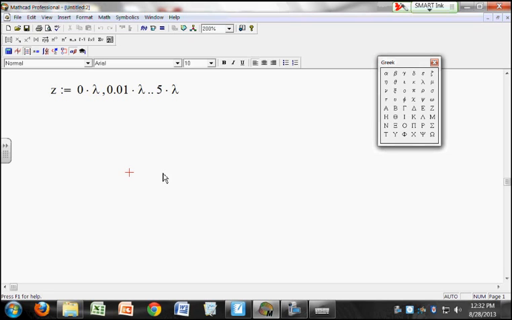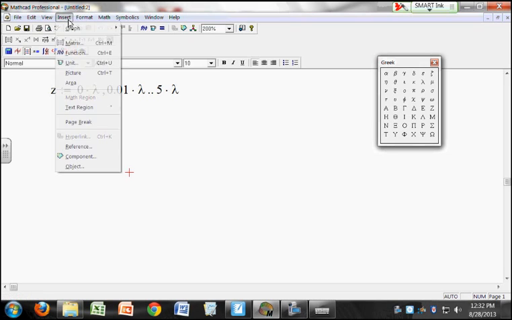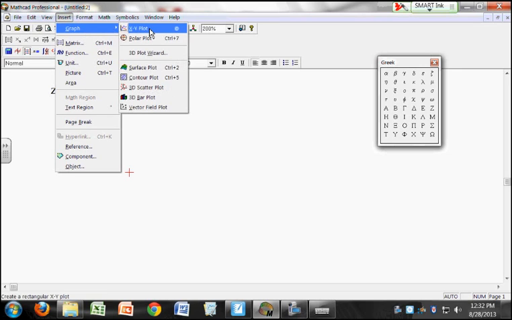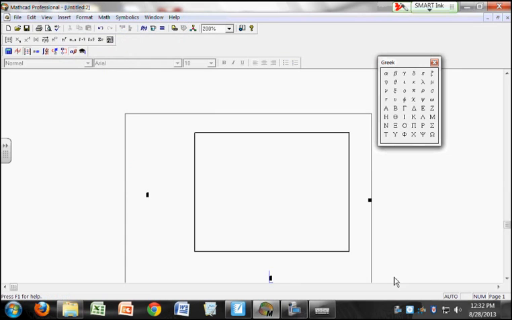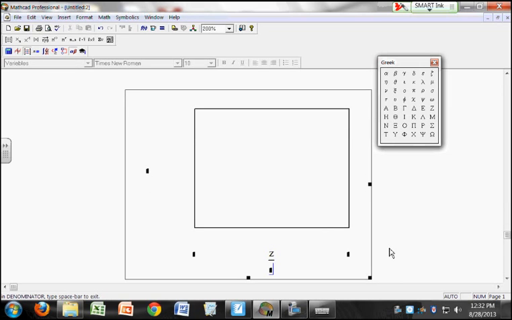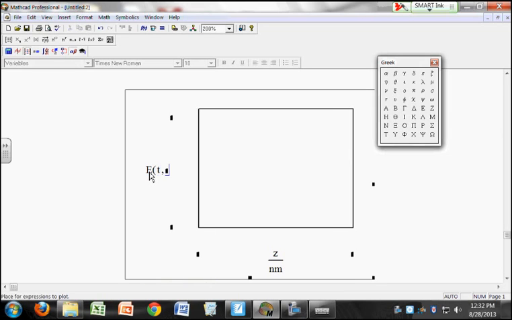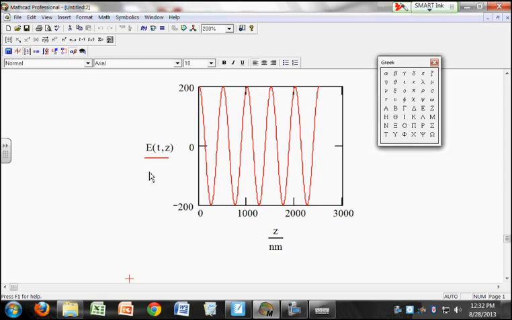So what do I do now? I can graph it now, right? So insert a graph, XY plot. So I'm going to plot versus Z. Okay, I can do this in Z over nanometers if I want, and I want to plot E of t, Z. And there's your 5 cycles right there.